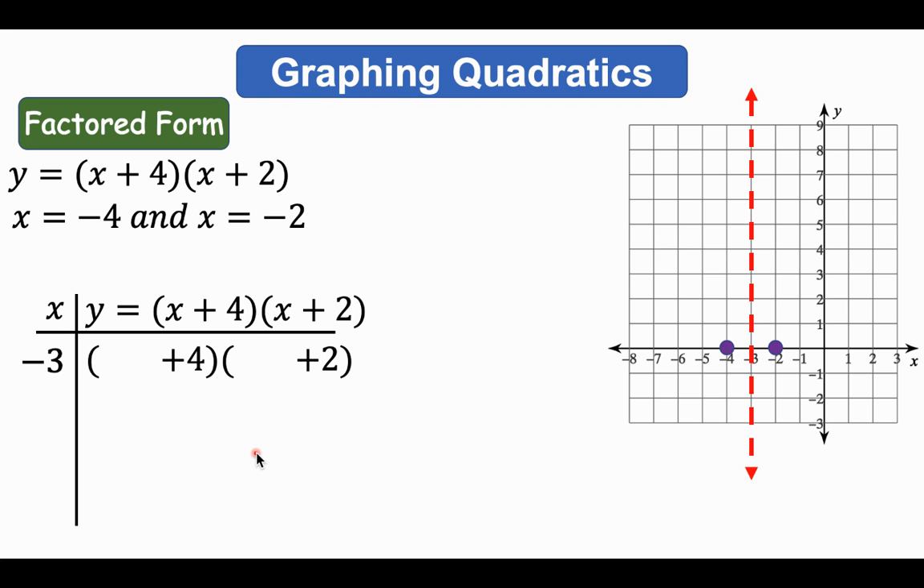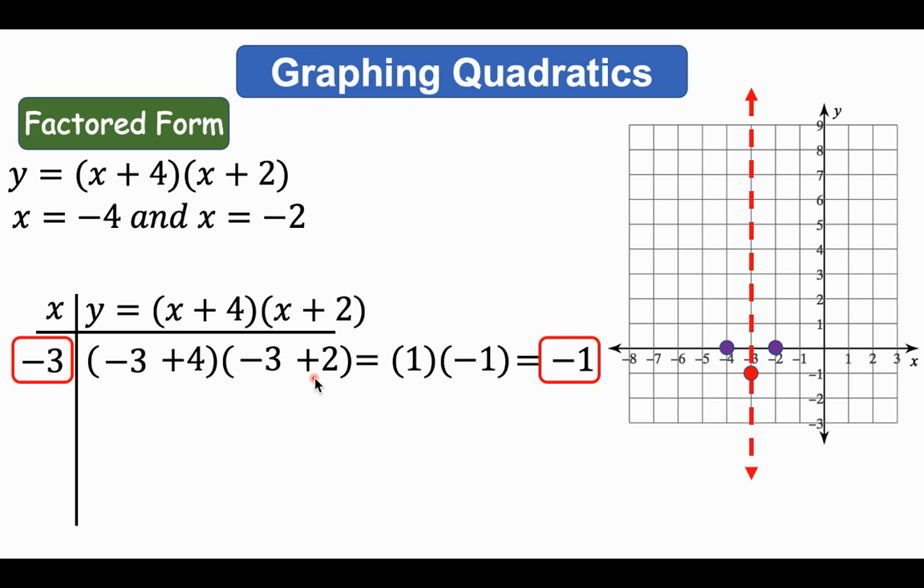I'm going to take my equation, take off my x's, put a blank spot for my x's, plug in my negative 3, do that out. Negative 3 plus 4 is a 1. Negative 3 plus 2 is a negative 1. 1 times negative 1 is a negative 1. Plot that point. That point right there, that is your vertex, because it is on your line of symmetry. Okay, we got 3 points.